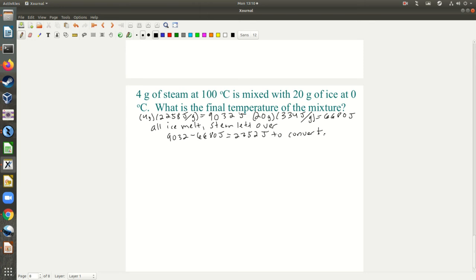Convert rest of steam. Now, in the process of converting the rest of the steam, you have the ice, which is now liquid water, and it will heat up.